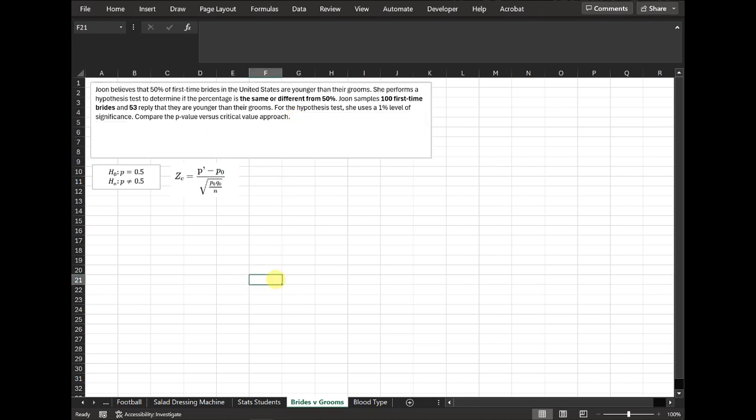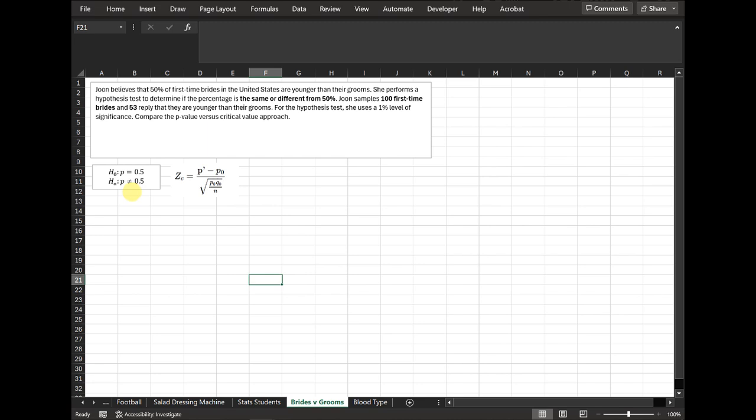Okay, so first of all, I actually think that the way that this particular problem is stated is a little bit confusing because this is what Joon believes: 50% of first-time brides are younger than their grooms. And then in the next statement, it says test that it's the same or different. So you might read this and think, oh, because it says they have to be younger than, that's how you're supposed to set up your hypotheses. But this clearly states that she performs a hypothesis test to determine if it's the same or different, and the same or different would just be equals or not equals to.